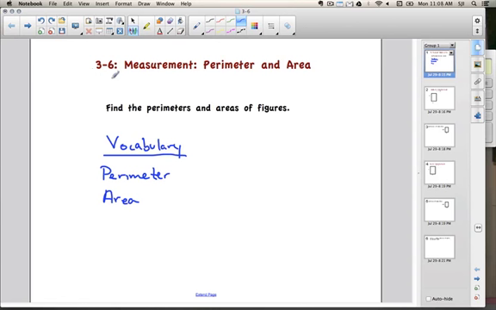Lesson 3-6, Measurement, Perimeter, and Area. By the end of this lesson, you're going to be able to find the perimeter and you're going to be able to find the area of different figures. Today's vocabulary words are perimeter and area.